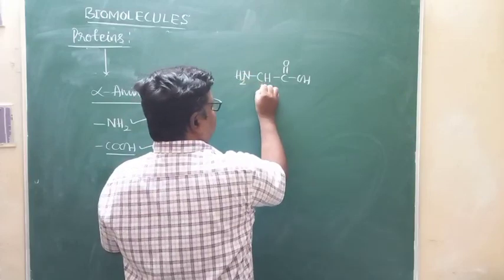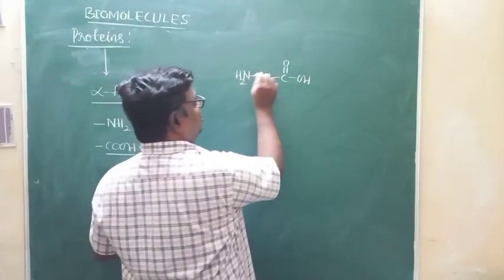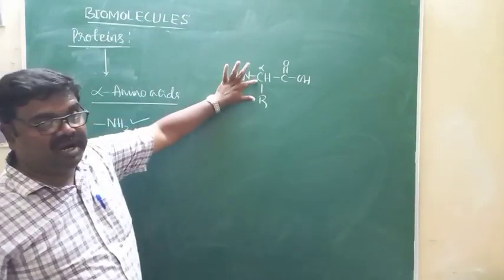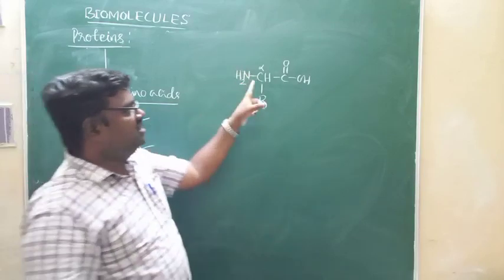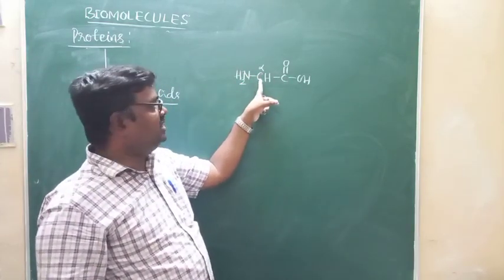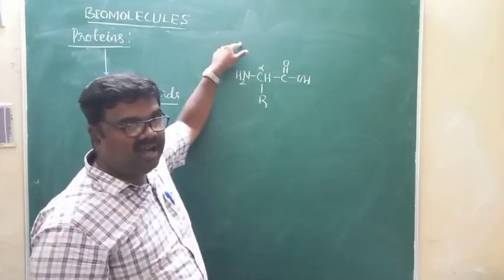Just observe, we call them alpha amino acids because the amino group, NH2 group, is at the alpha carbon atom. NH2 group is attached to the alpha carbon atom. This is the alpha carbon because this is the carbon directly attached to the carboxyl group. Therefore, it is the alpha carbon to which the amino group is attached. This is the general formula of alpha amino acids.